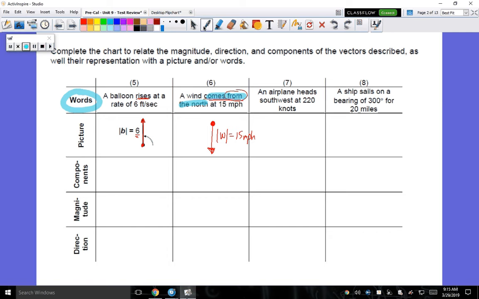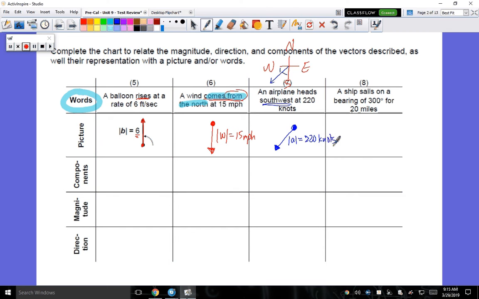Okay, so an airplane heads southwest. Okay, so here's again north, south, east, west. And southwest is insinuating, in fact, right in between south and west. So it's a perfect 45-45 split for that third quadrant. Okay, so if I'm heading that direction and I draw it, it's going to start here and go that direction. Make sure that you do have arrows. Make sure you do have the dot. And its magnitude for this airplane, we could say, is going to be 220 knots.